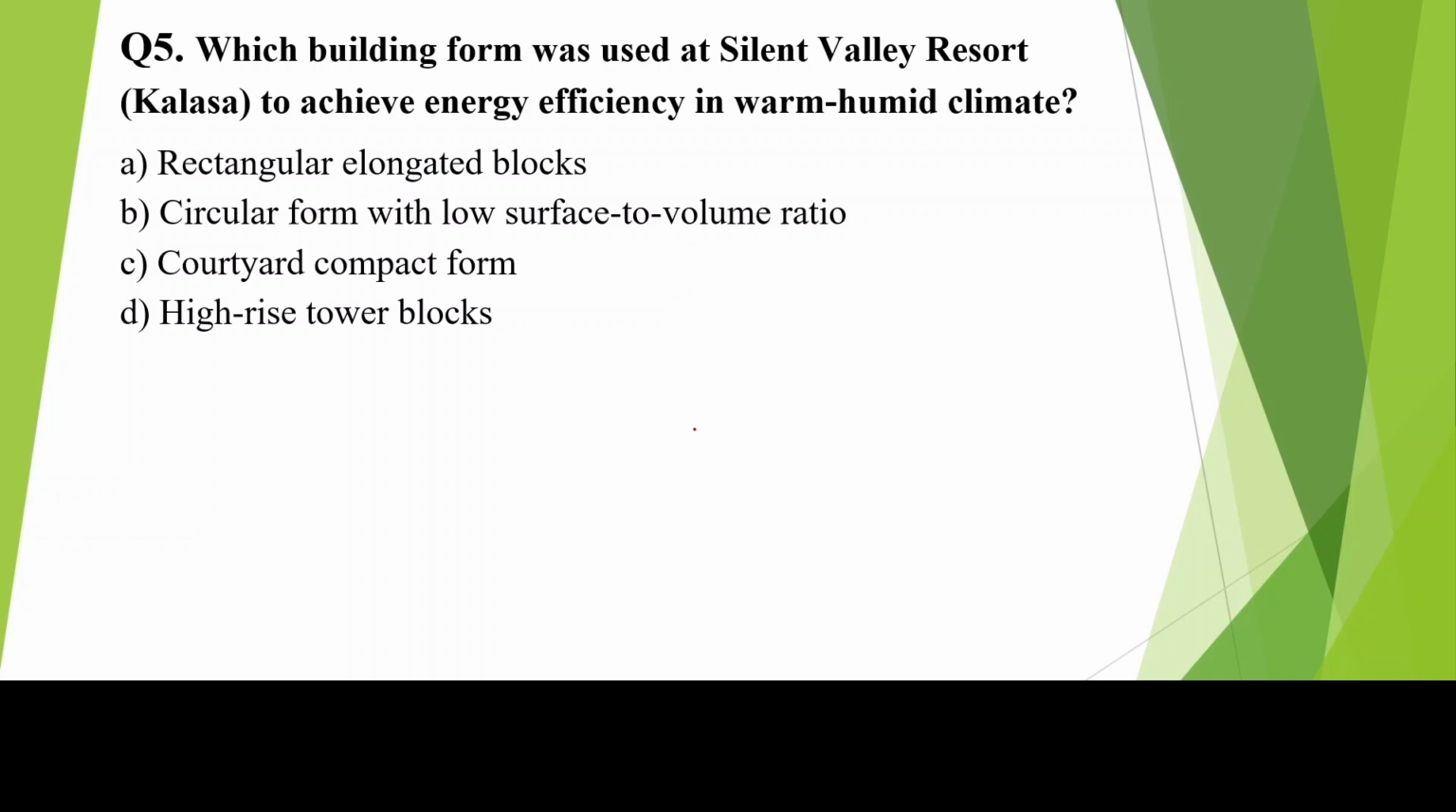Option A, rectangular elongated blocks. Option B, circular form with low surface to volume ratio. Option C, courtyard compact forms. And option D, high rise tower blocks. So you try to recall and give the correct answer for this question number 5.